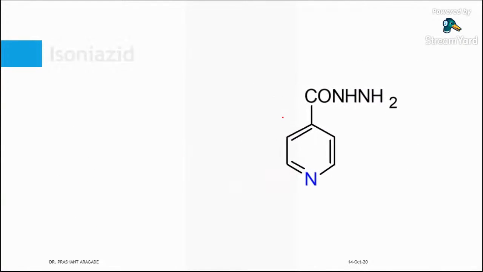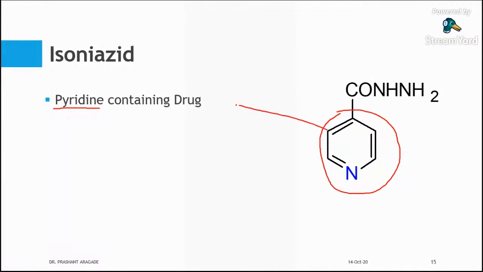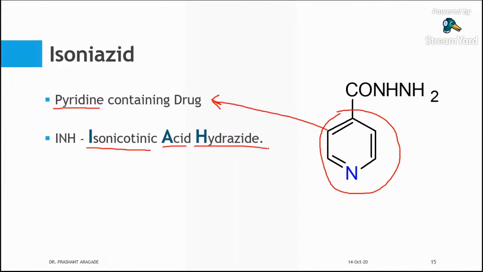Another way to remember the structure of isoniazide is to remember these 4 lines. Okay, I am giving the 4 lines just within a few seconds. So those 4 lines will help you to remember the structure of isoniazide. So the first line is what? It is a pyridine containing drug. So you must know the structure of pyridine. So this ring is what? Pyridine ring. Okay. Second sentence is what? Isoniazide is called INH. INH means what? Isonicotinic acid hydrazide.